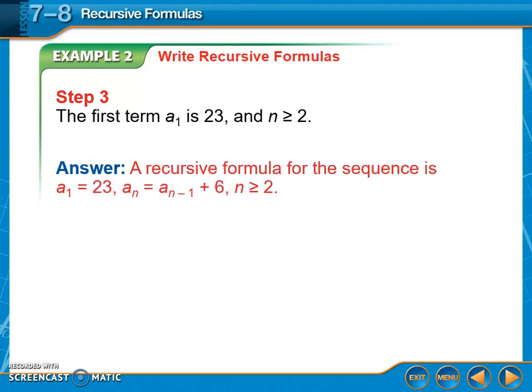So then we just want to specify and say that a of 1 is 23, and n has to be greater than or equal to 2.